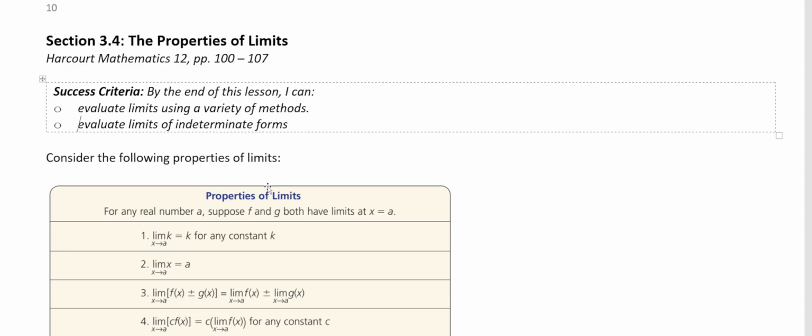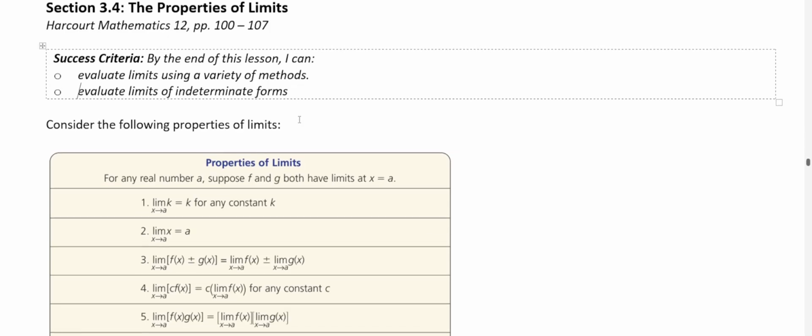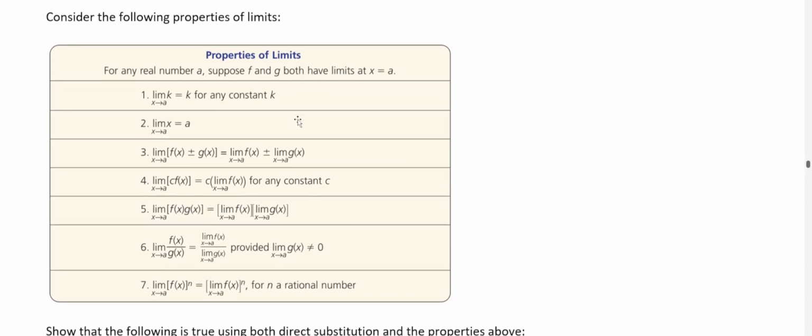In this lesson, we're going to look at the various properties of limits, and you can see the properties are listed right here in this table. So the limit of a constant as x approaches a is just equal to that constant. The limit of x as x approaches a, well, you just directly substitute and that equals a.